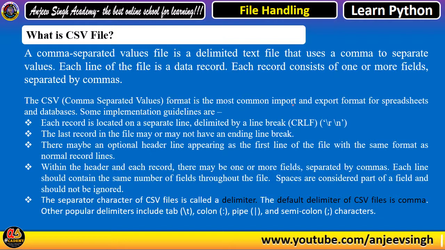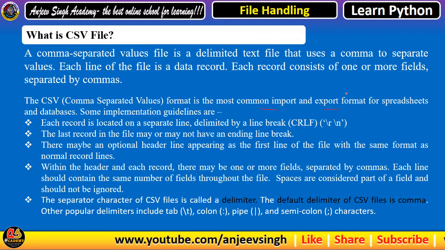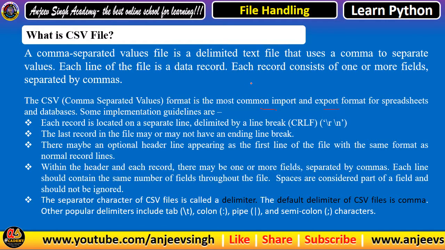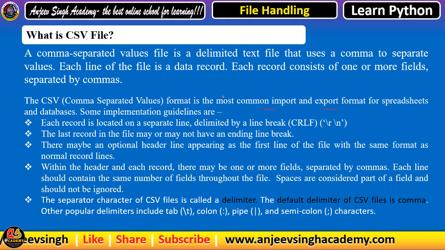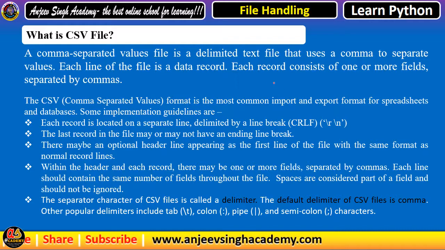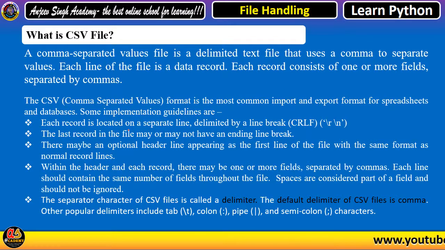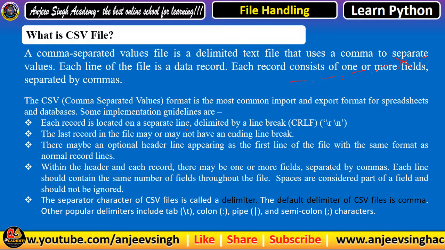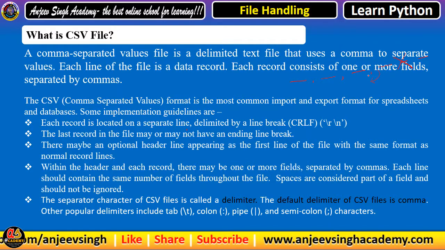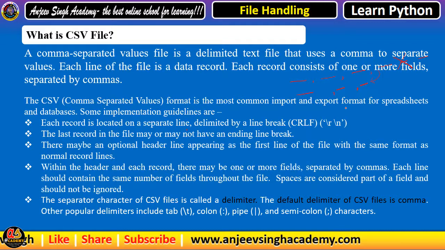The CSV file format is the most common format for importing and exporting data from Excel to a database and from one computer to any computer. But there are some implementation guidelines which we have to understand. The first thing is that each record is located on a separate line. Suppose this is my first record having three fields. I can't write another record in the same line. This is the wrong way. The correct way is to write all this information in a separate line.